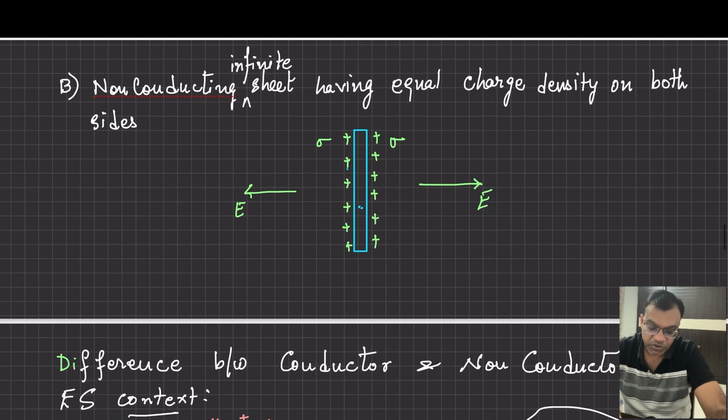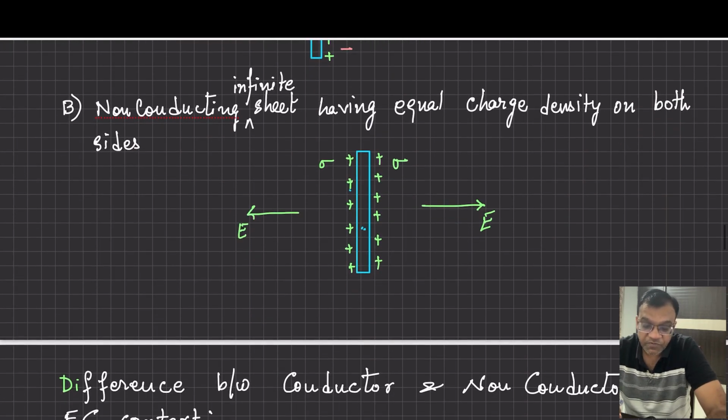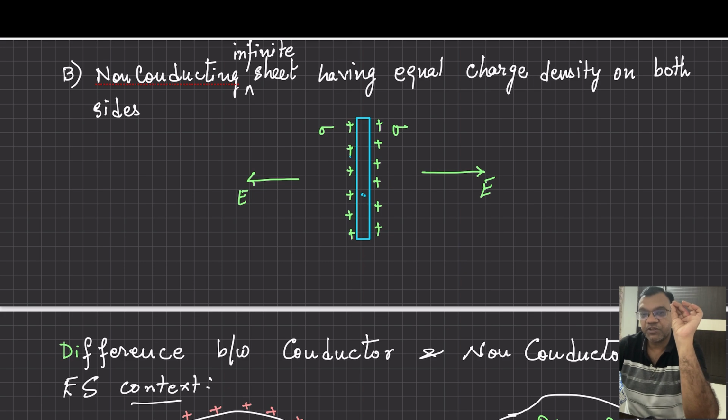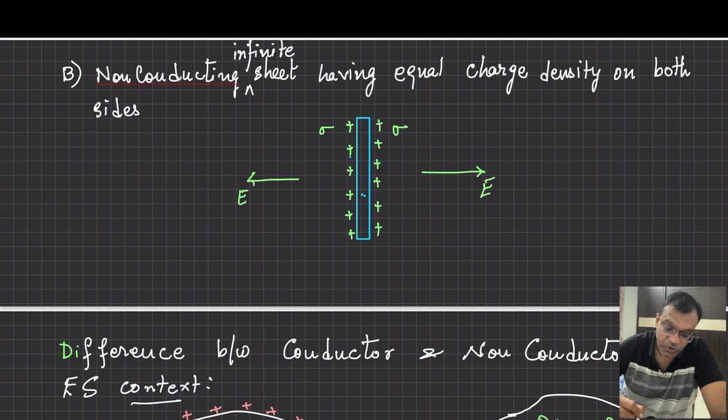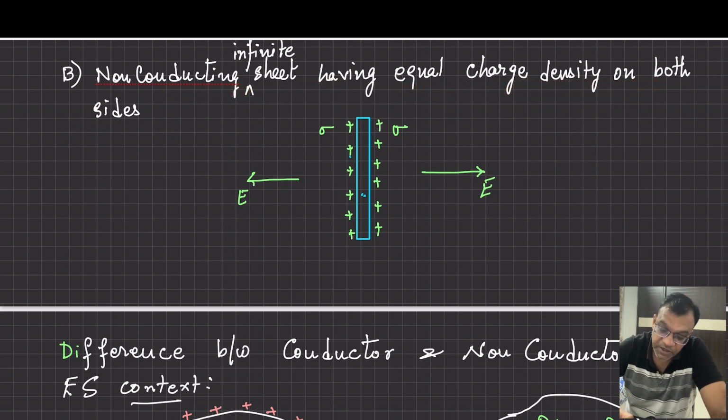Now, the next case, we are taking an infinite sheet. We have a non-conducting infinite sheet. Non-conducting infinite sheet means charge can be anywhere. We have the plane sheet having thickness tending to 0, so it means charge distribution is going to be only on the surface. So first case we are taking a non-conducting infinite sheet having equal charge density on both the sides. On the right side as well as left side, the charge density is going to be equal.